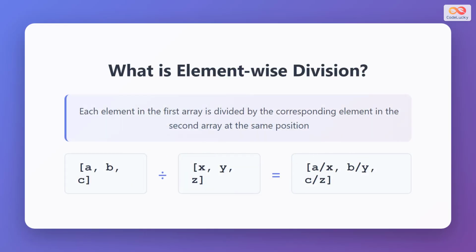Element-wise division is a process where each element in the first array is divided by the corresponding element in the second array at the same position. For example, if we have array A, B, C divided by array X, Y, Z, the result will be A divided by X, B divided by Y, and C divided by Z. Each position in the first array pairs with the same position in the second array to perform the division operation.